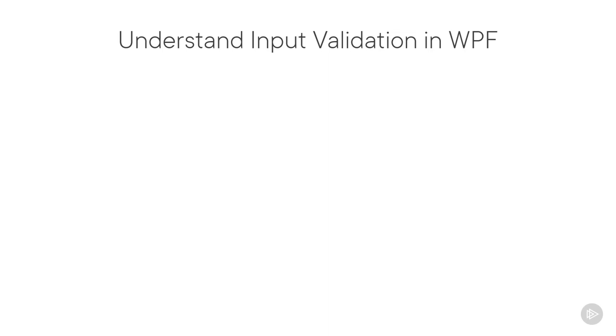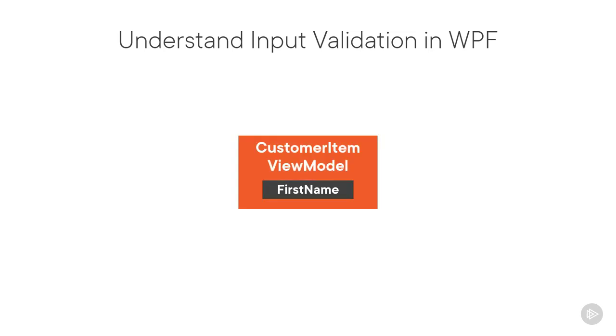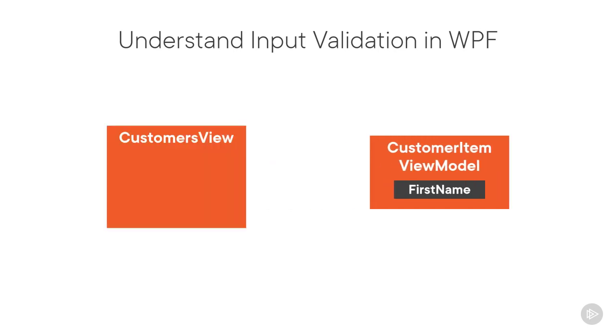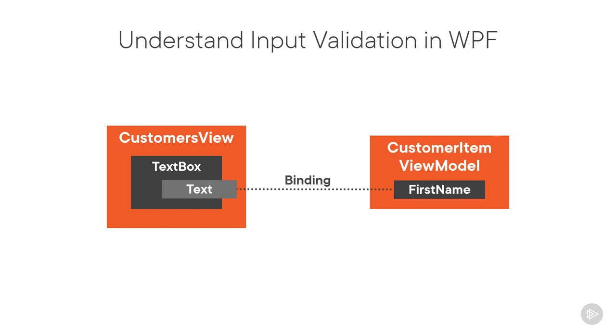In this module, you will use input validation to show an error to the user if the firstName property of a customer is empty. The firstName property is defined in the CustomerItemViewModel class. In the customer's view, the text property of a text box is bound to that firstName property. Input validation in WPF is part of a two-way data binding like we have it here.